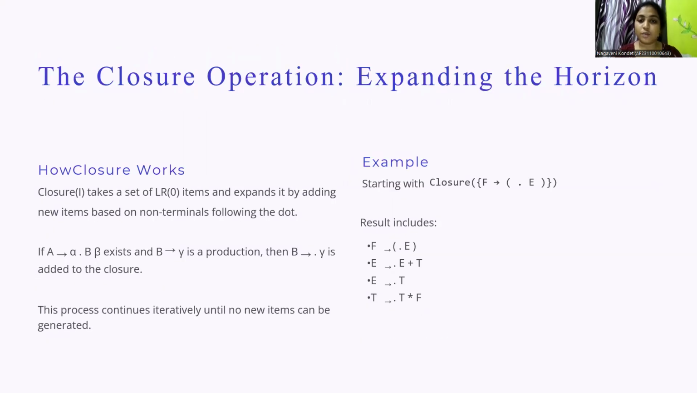Now I'll explain the closure operation. Closure is used to expand the set of LR items. If the dot is before a non-terminal, we must include all productions of that non-terminal. For example, if we have F to dot E, since the dot is before E, we include E to dot E plus T and E to dot T. This process continues until no new items can be added. It ensures that all possible parsing options are considered.